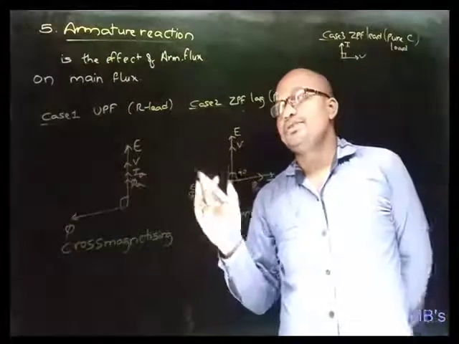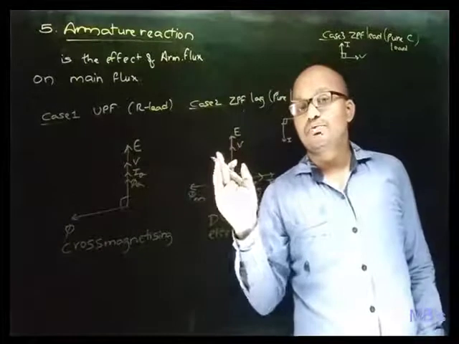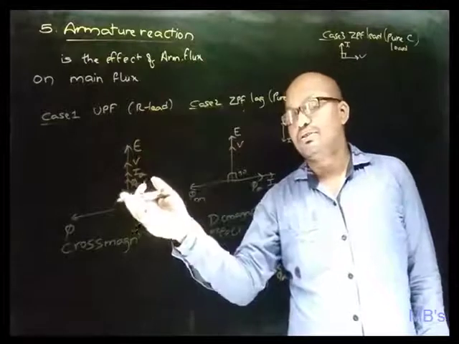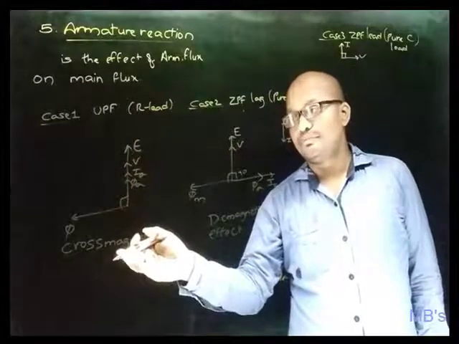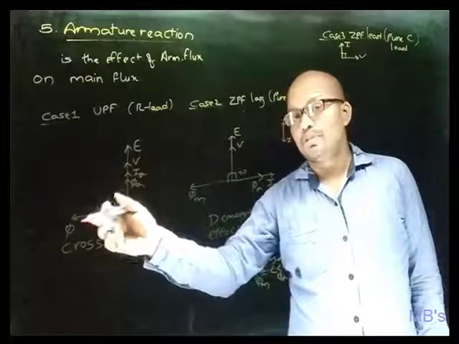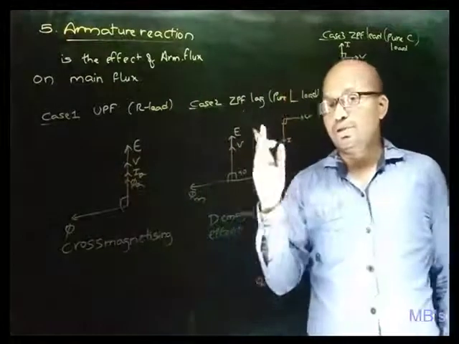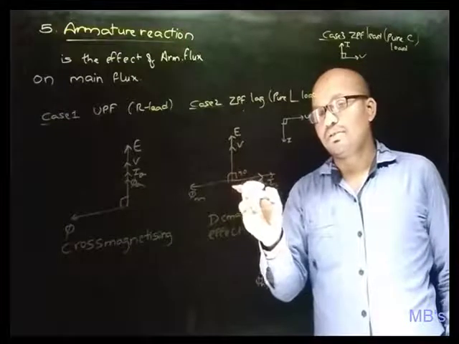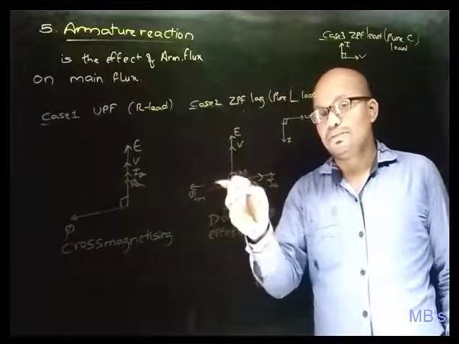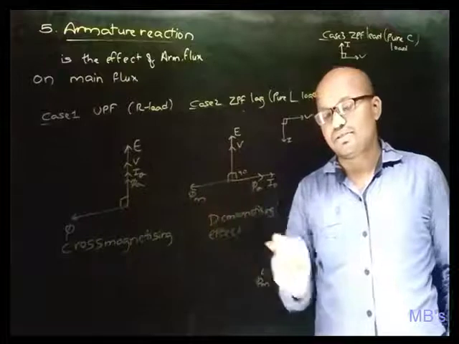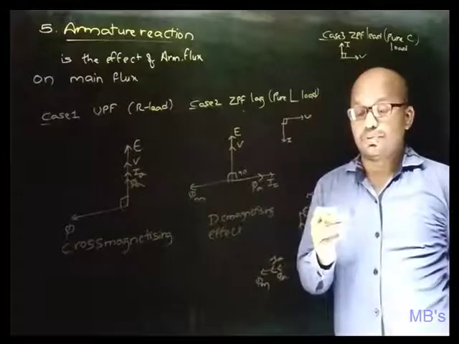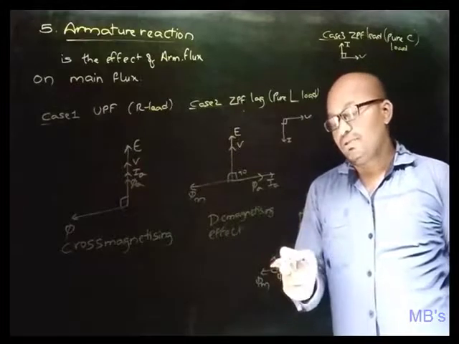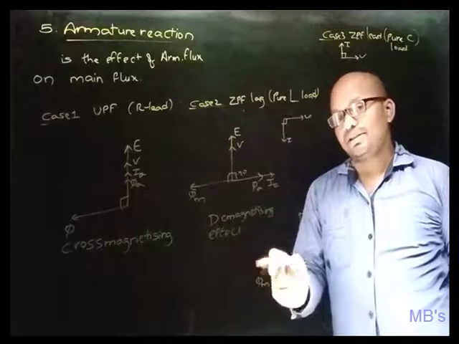So here the armature reaction, the effect of armature flux on main flux, is studied. If the load is purely resistive, then the armature effect is said to be cross magnetizing, because the armature flux is crossing the main flux. If the load is purely inductive, then the armature effect is said to be demagnetizing, because the armature flux is opposing the main flux, decreasing it. Whereas for pure capacitive loads, armature reaction is said to be magnetizing, because the armature flux is aiding the main flux.